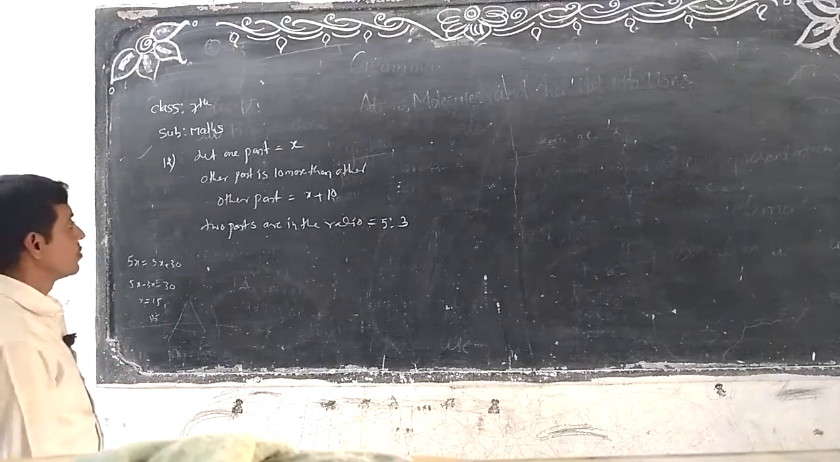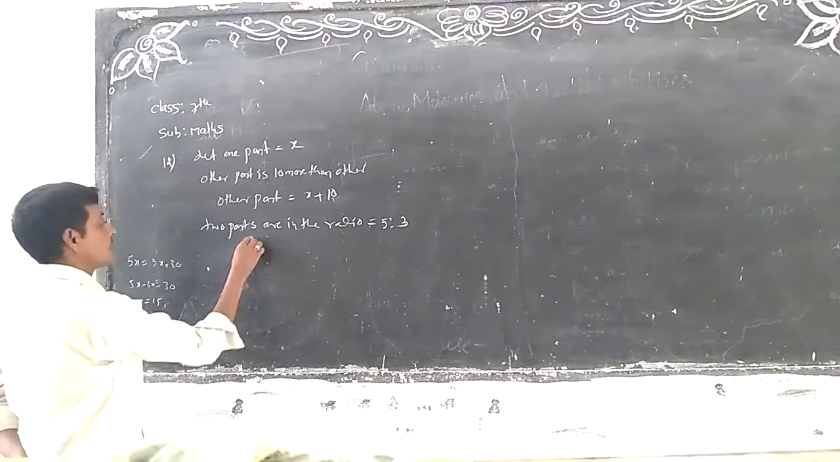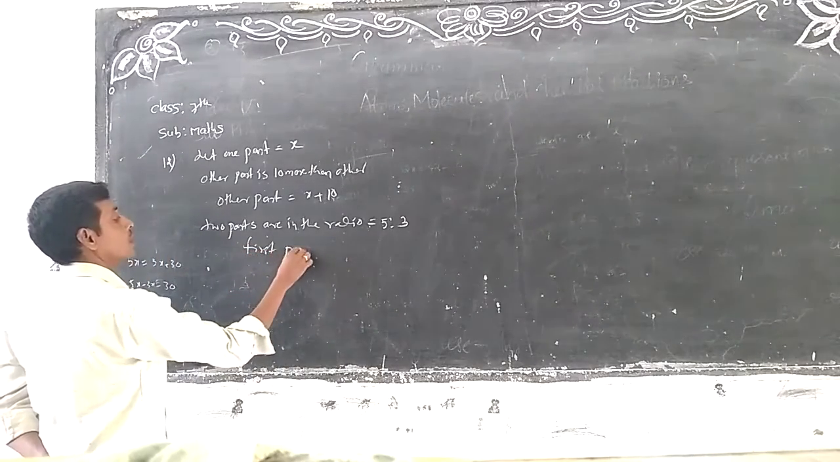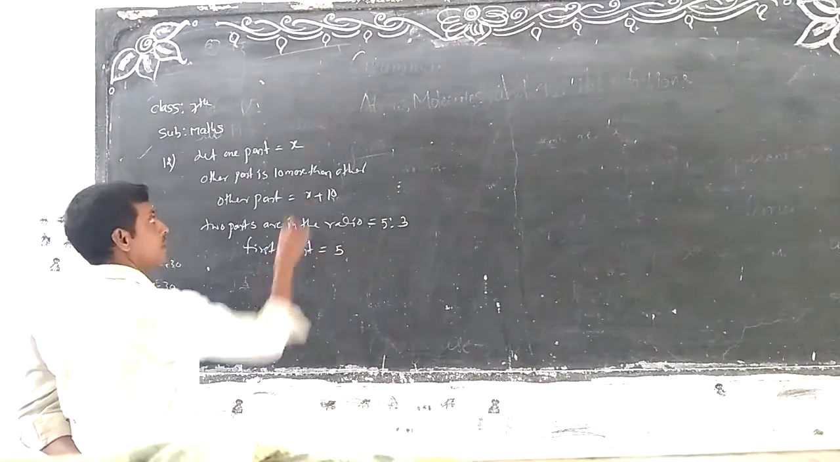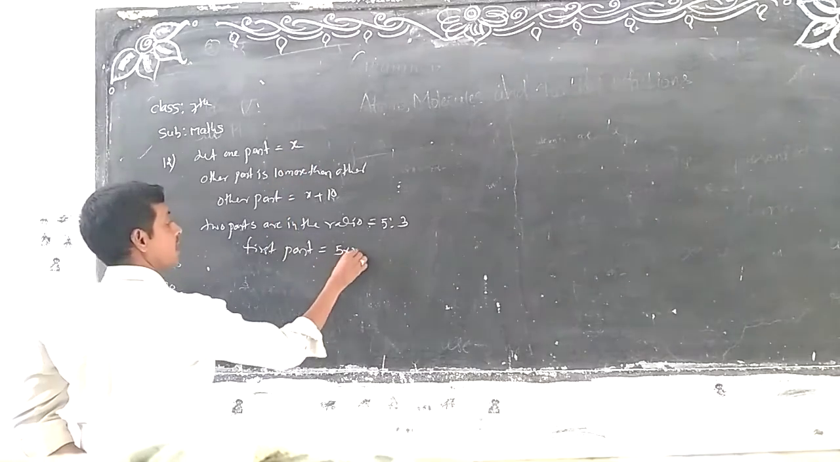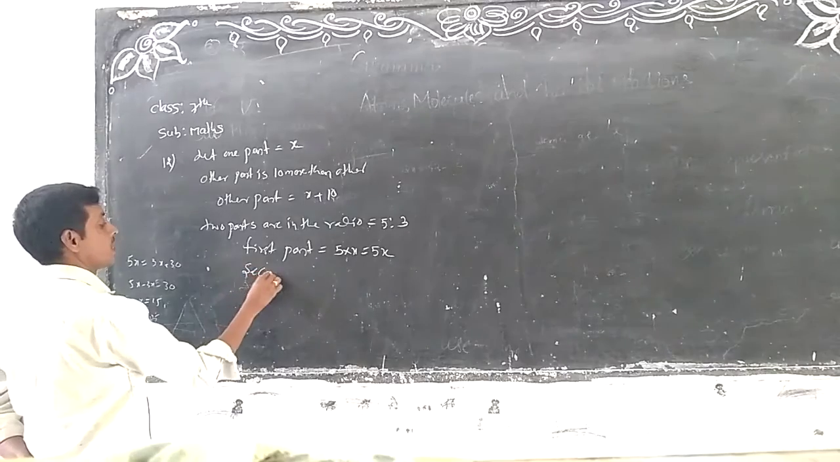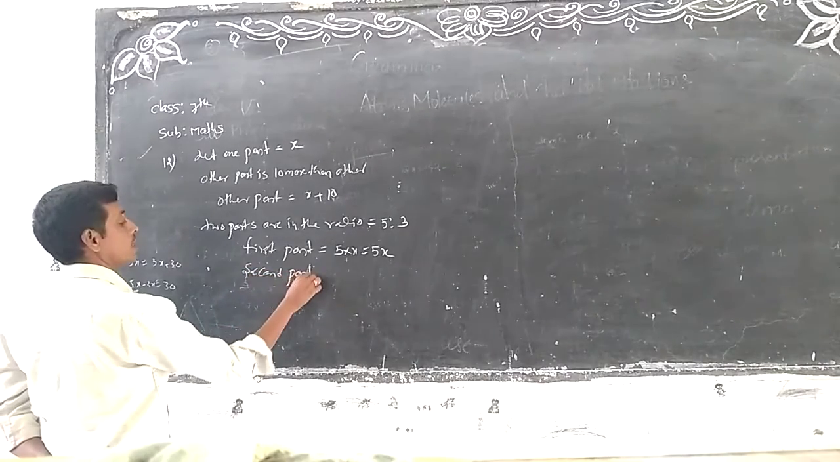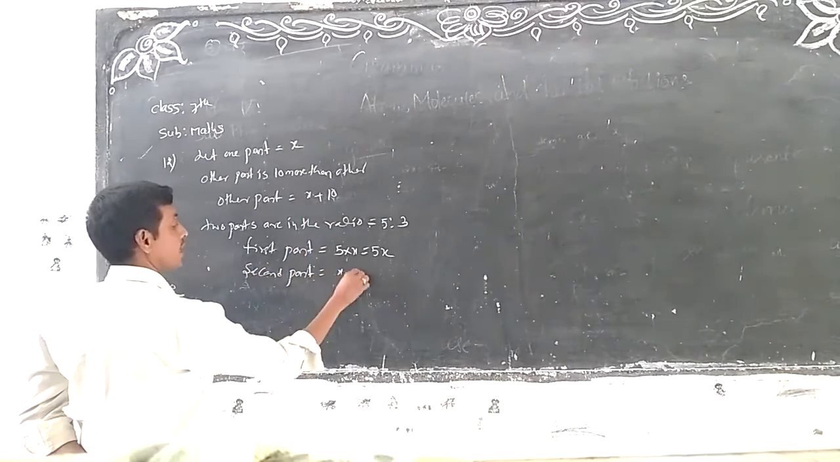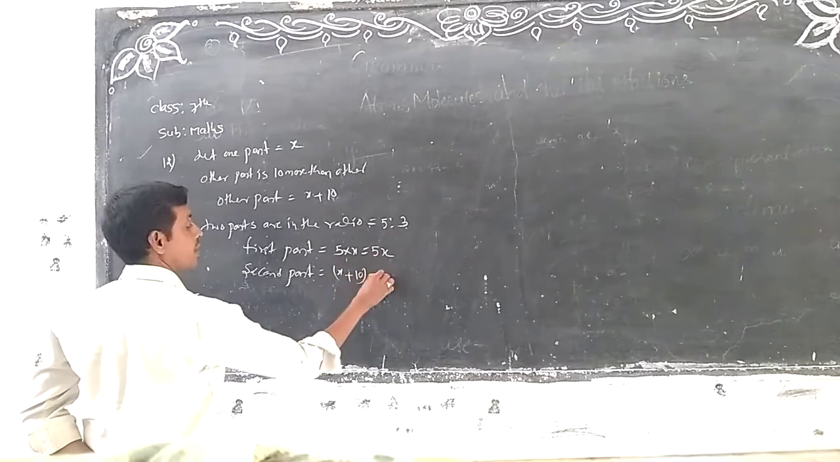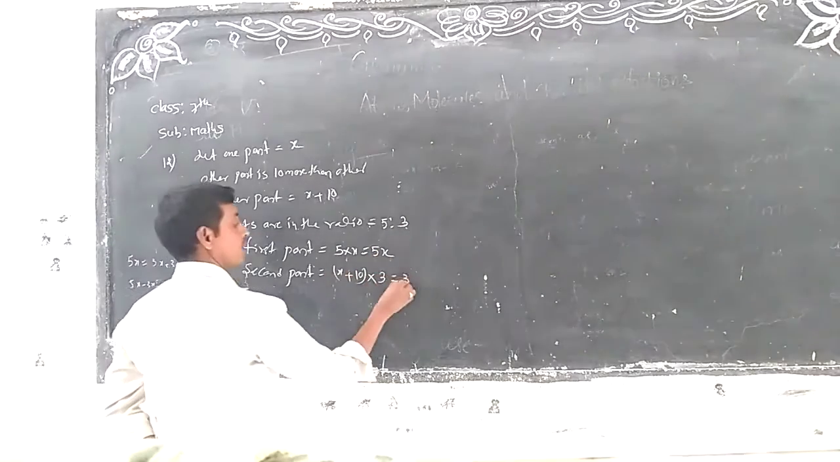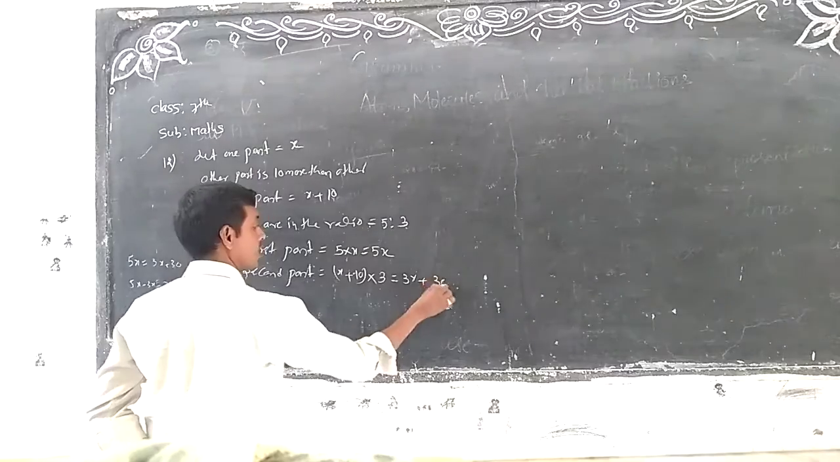Okay, what is the first part here? The first part is equal to 5, that is 5 into x, which is 5x. Next, the second part. What is the second part here? x plus 10 multiplied by 3, so 3x plus 3 times 10, that is 3x plus 30.